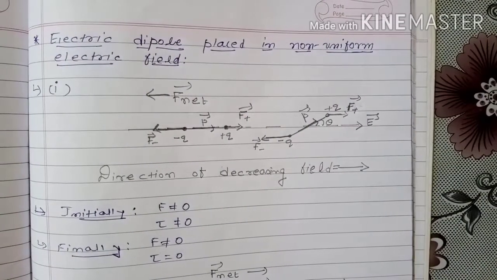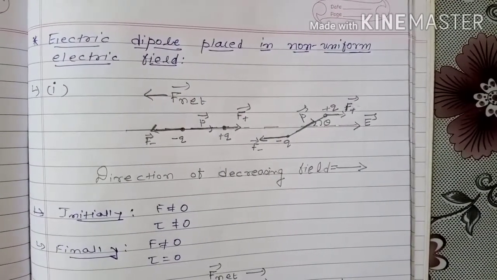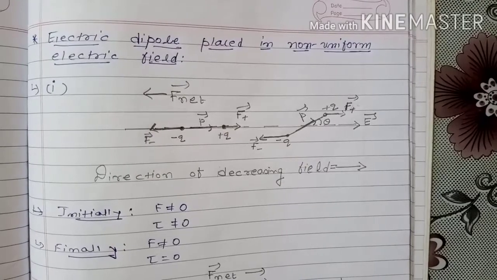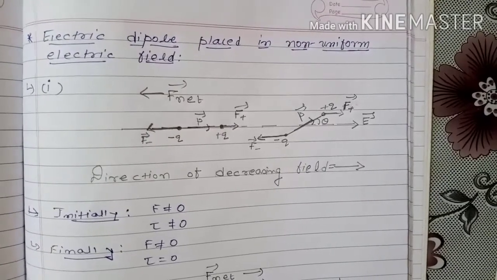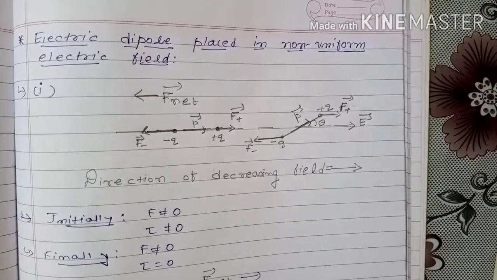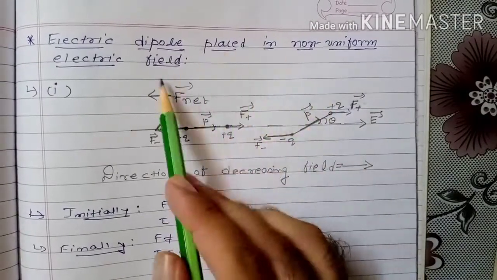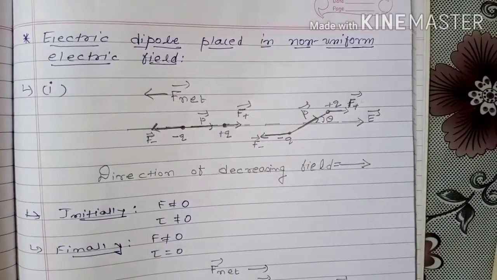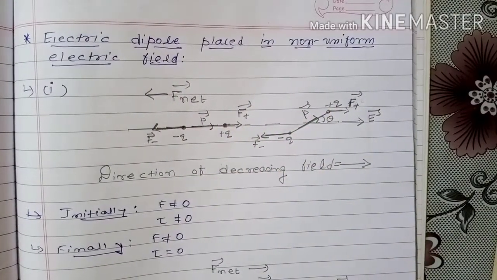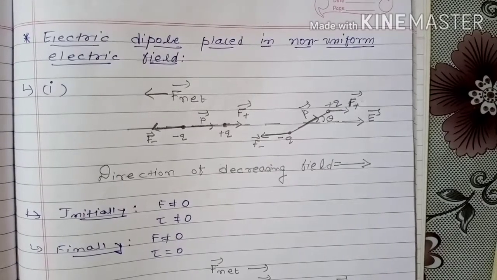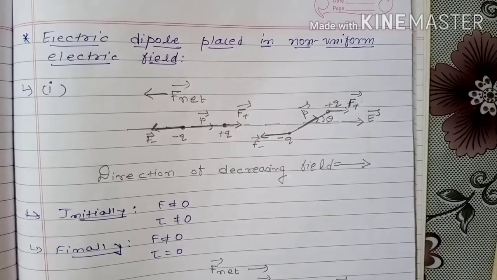Electric dipole placed in a non-uniform electric field. Electric dipole placed in a uniform electric field we have studied. That is the important theory of this chapter. Now we have to study an electric dipole placed in a non-uniform electric field. If we place an electric dipole in a non-uniform electric field, non-uniform means the value of the electric field is not constant. Its value keeps on changing either with position or with time.